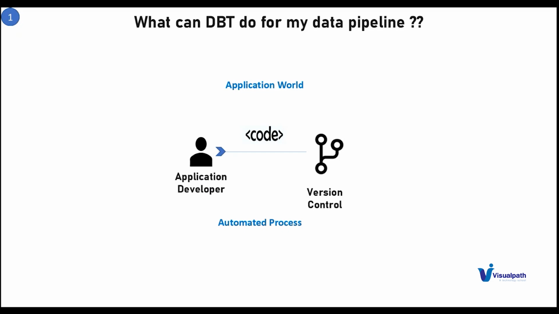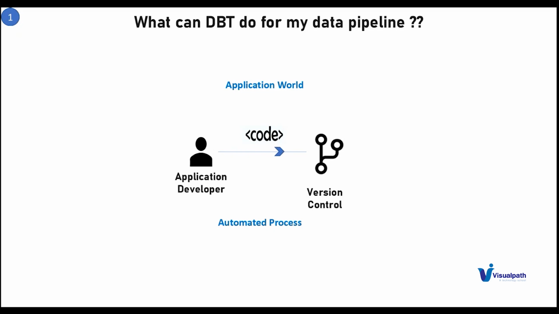For example, as soon as a Java developer writes the code, they will upload the code into a version control tool. Does anyone know what a version control tool is? Git is one example of a version control tool, right? So you can write your code and maintain all your versions in Git here.